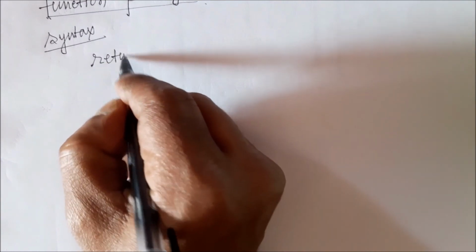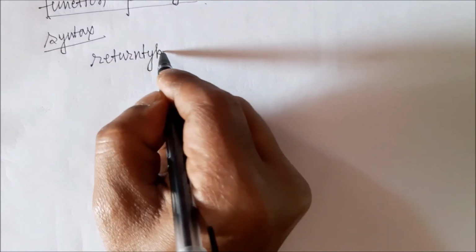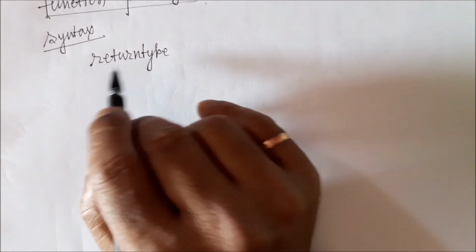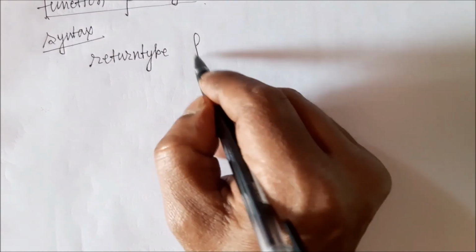The basic syntax is: first we have to write the return type of a function, meaning what kind of value the function is going to return. If I call this function, what kind of value will it return? It may be integer, float, double, any primitive data type, or if you do not want to return any value, then simply we can write void. That means the function is not going to return any value. So, first is return type, second one is function name.